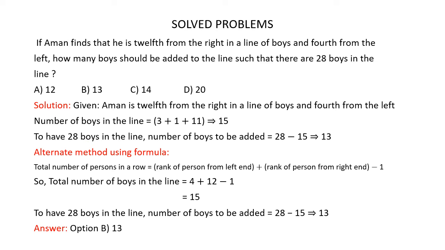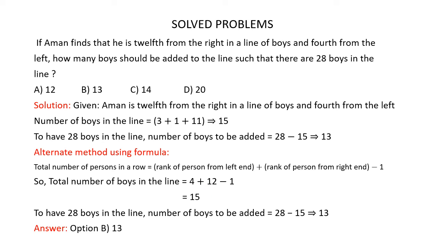Now you can solve this problem using the formula also. Use the formula: total number of persons in a row is equal to rank of person from the left end plus rank of person from the right end minus 1. Now we know that Aman's rank from the left end is 4 and from the right end is 12. Substituting these values in the formula, we get total number of boys in the line is equal to 4 plus 12 minus 1, which is 15.